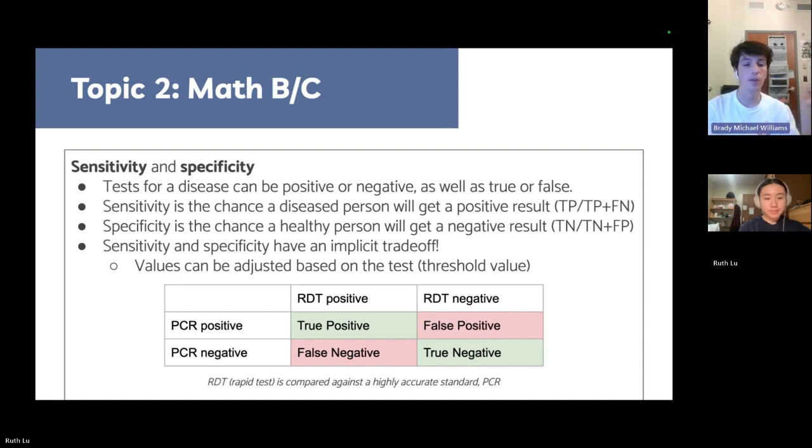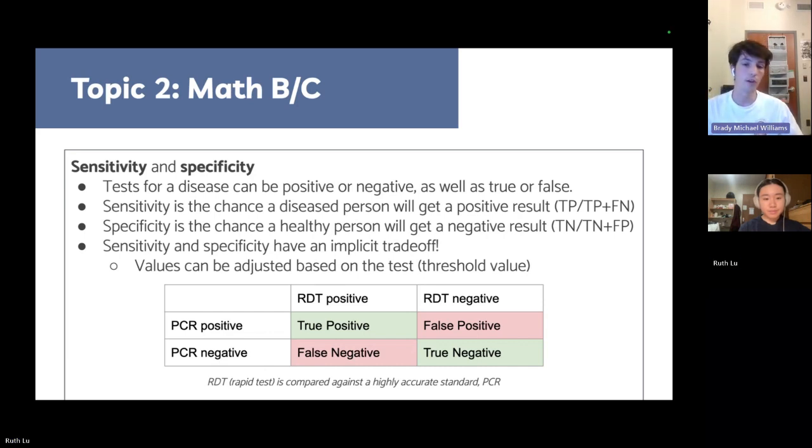So the first one is sensitivity. So that's the chance that a diseased person will get a positive result. So that's your true positive over true positive plus false negative. So if someone is diseased, how likely is it that they will correctly get the positive result from this rapid test? And specificity is the chance that someone who is healthy, so not diseased, will get the correct negative result. So that's true negative over true negative plus false positive.